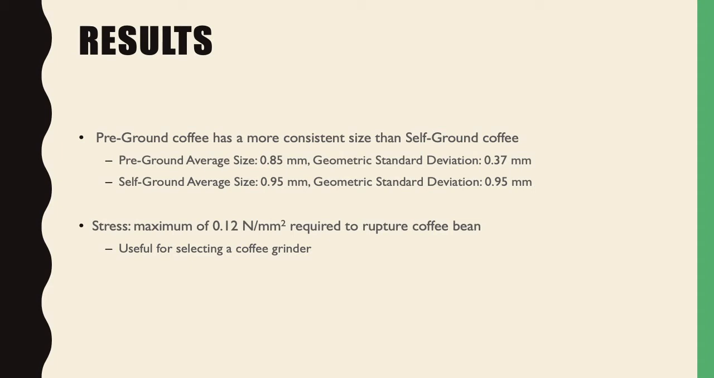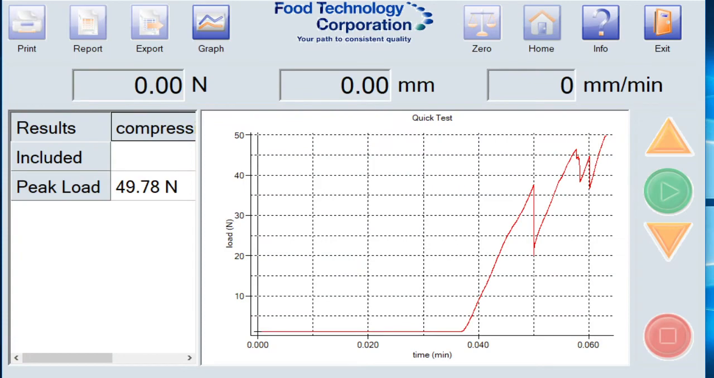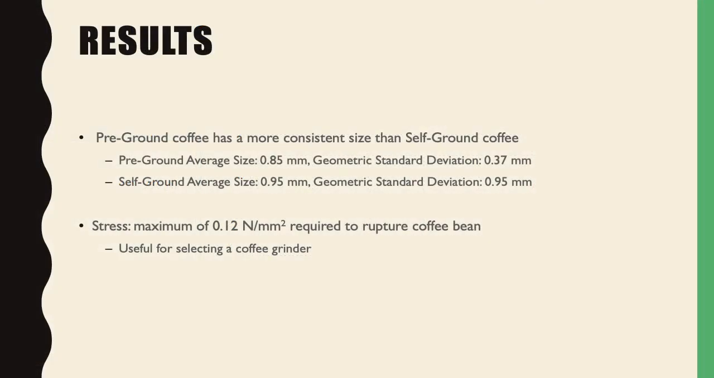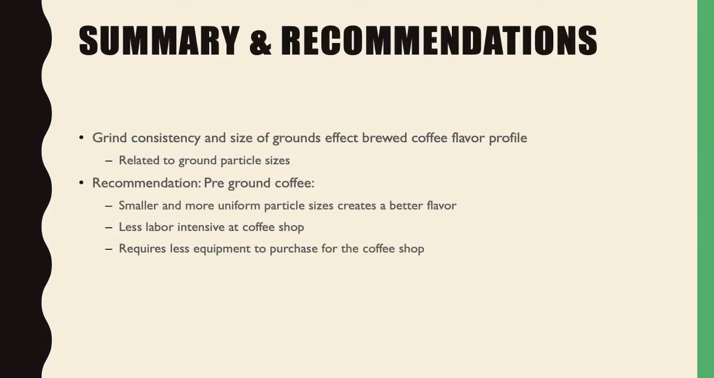The maximum stress of the average coffee bean is 0.12 newtons per millimeter. This information can be helpful when selecting a coffee grinder. As discussed before, research has shown that coffee will result in a better flavor if there is a more consistent distribution of coffee ground particle sizes.